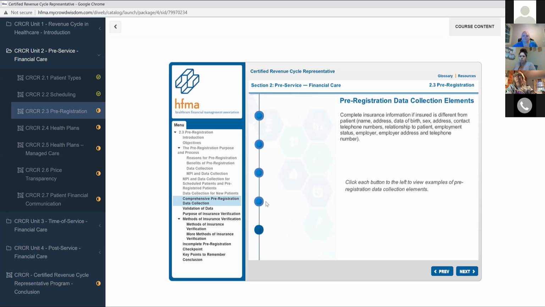All right, so complete insurance information if the insured is different from the patient: name, address, date of birth, etc. And then an emergency contact, name and address. God forbid there's an emergency when the patient's there, there's an emergency contact on file.